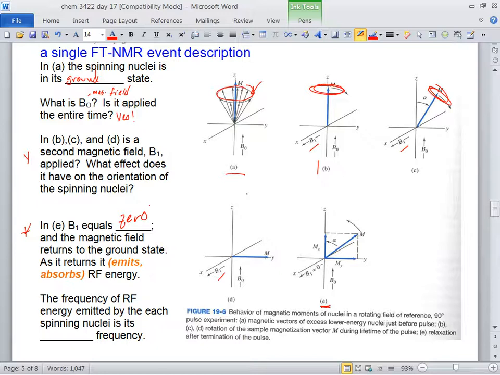As it returns, it emits RF energy. And that's a typo. They're talking about the spinning proton, the spinning nuclei. The spinning nuclei returns to its ground state. I've got to fix that.